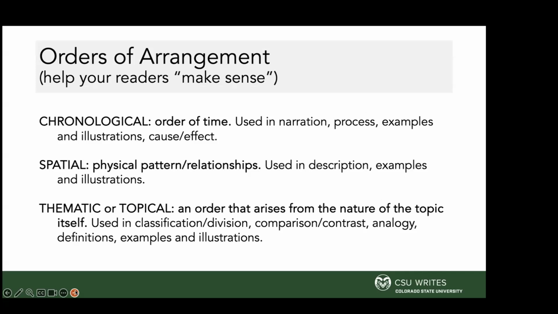Those orders of arrangement for structure. There are some main ways that we put things in order, first, second, third, right? In order to be able to convey information clearly to our readers. Chronological, in that order of time, past to present to future. You can do something like movies do oftentimes, where they do retrospectives, or you go back in time briefly.